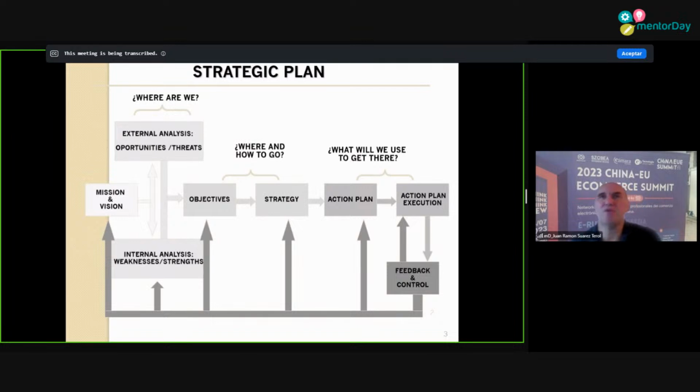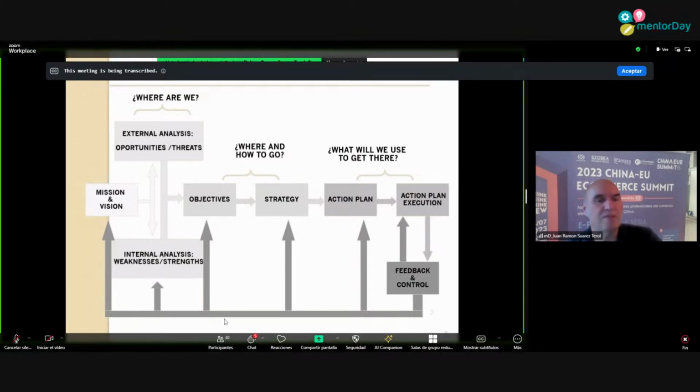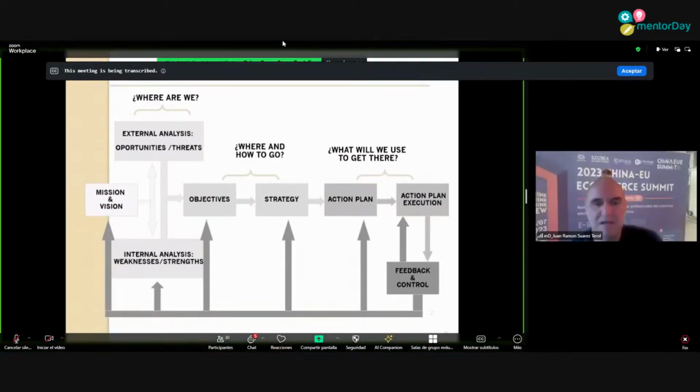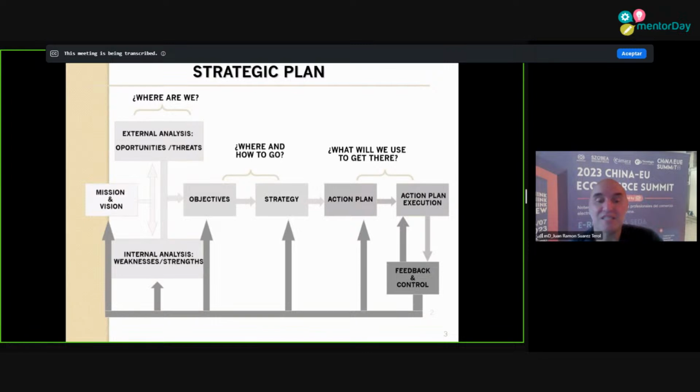A typical strength could be a good human resources team. Okay, the personal people I have, the team we have in the company is very strong. That is a very typical internal analysis of strengths. A typical weakness internally is mainly that we don't have money, or we have a limited amount of money, limited financial resources. It is a very typical weakness that we can find, especially when we are at a stage like you are nowadays.